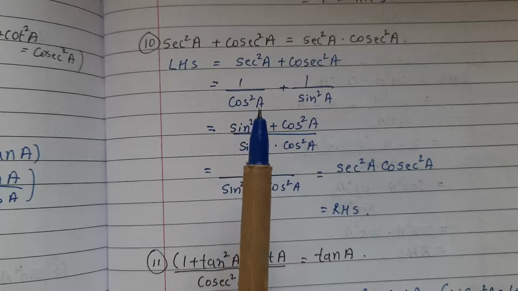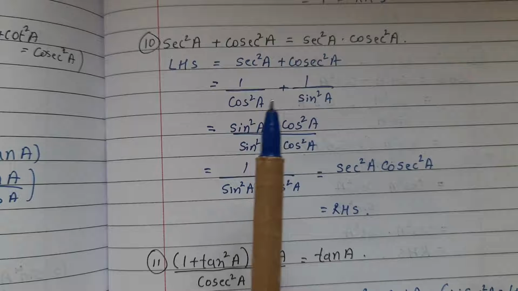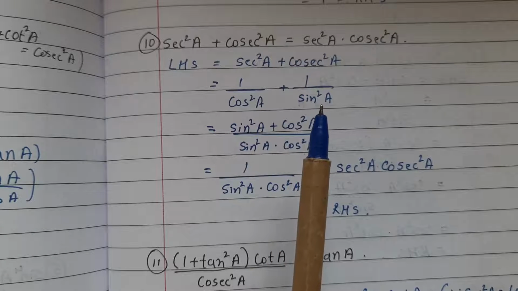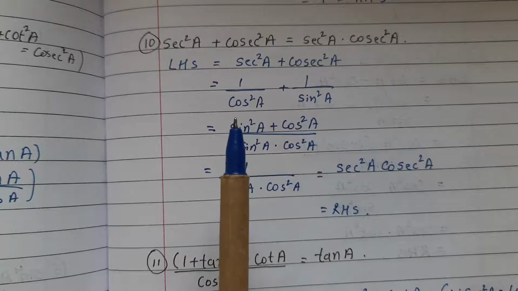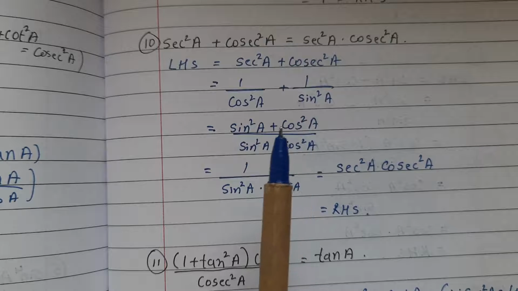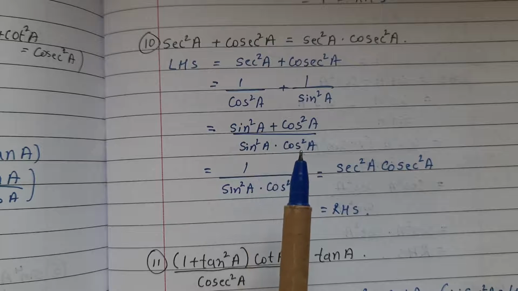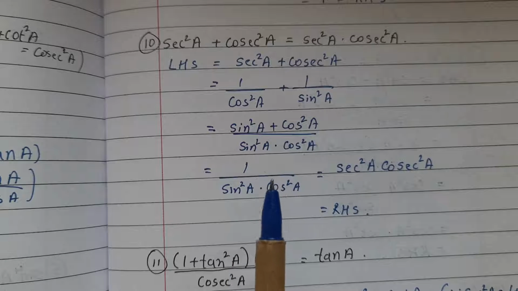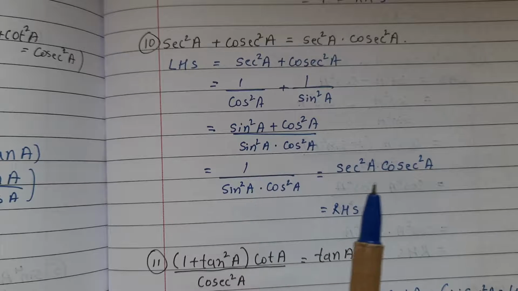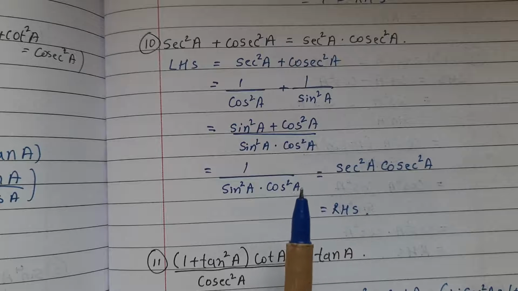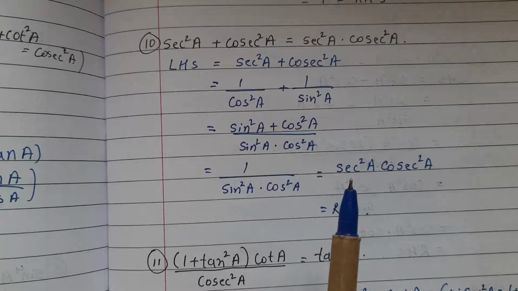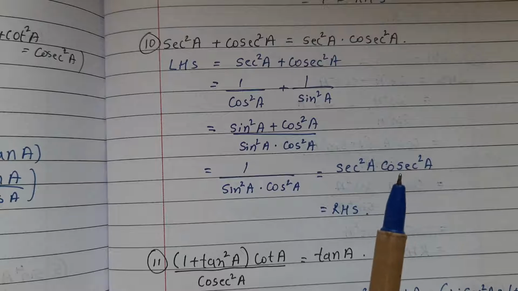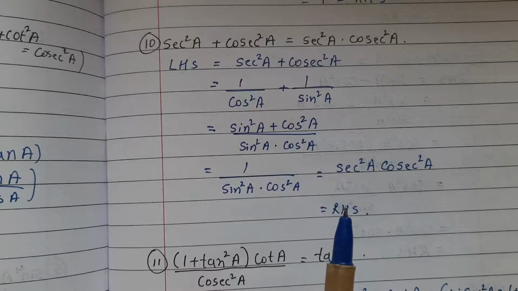Therefore, multiply and divide by sin square A for this term, multiply and divide by cos square A for this term. We get sin square A plus cos square A upon sin square A into cos square A. Sin square A plus cos square A is 1 upon sin square A into cos square A. 1 upon sin square A is cosec square A, 1 upon cos square A is sec square A, equal to sec square A into cosec square A, which is equal to right hand side.